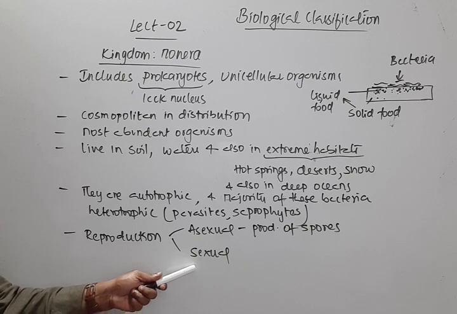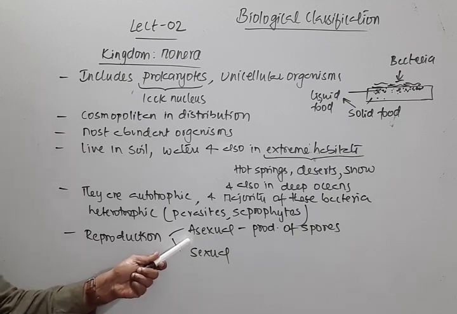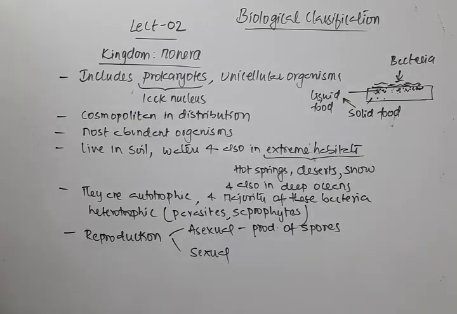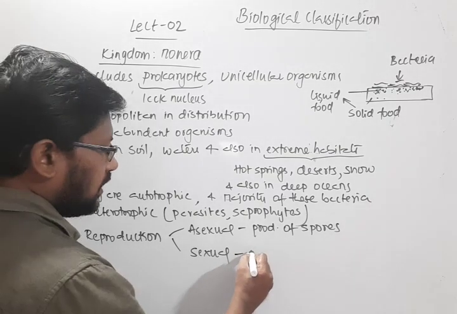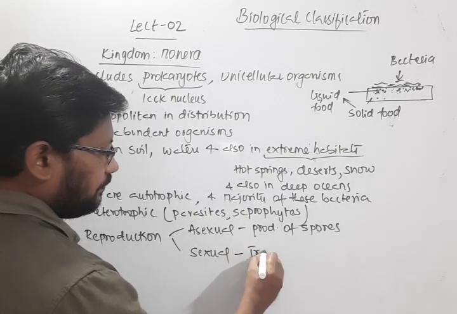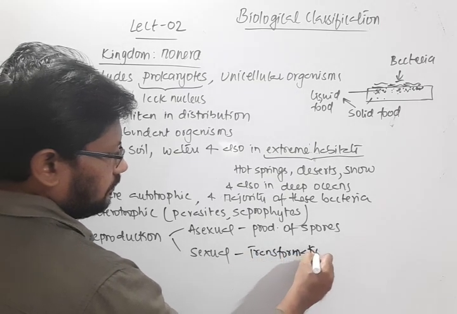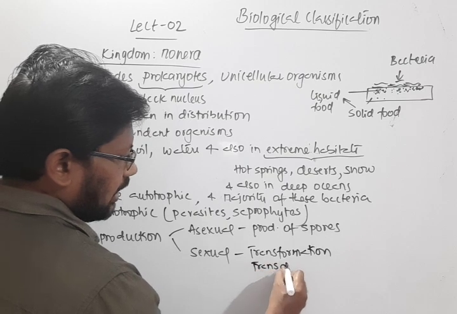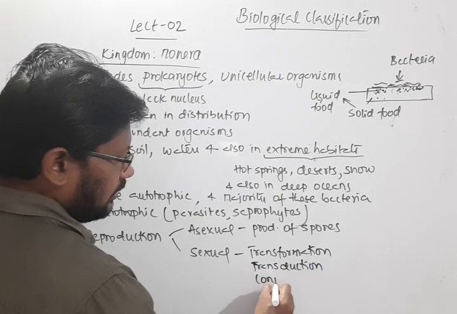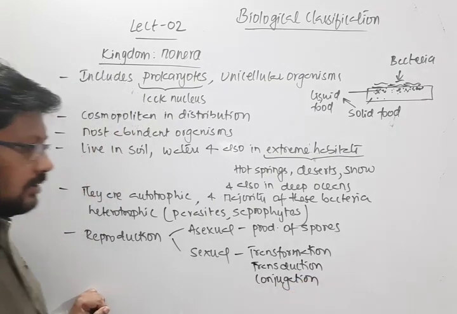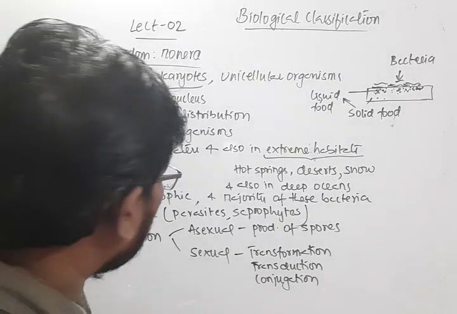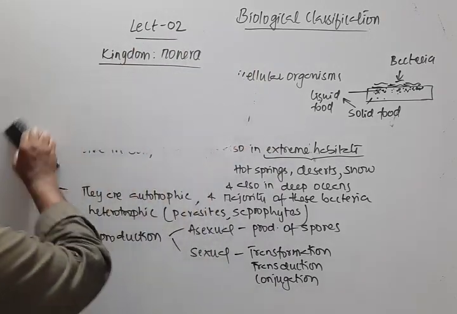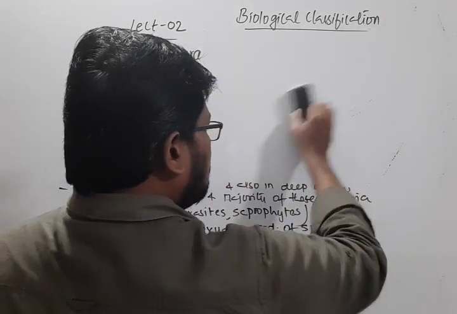Okay, the life cycle will be different, so that we will see. In the asexual mode of reproduction, we see the formation of spores. Coming to the sexual mode of reproduction, here I will mainly talk about three things. This sexual reproduction can happen with transformation, then transduction, and then conjugation. So these are three different modes of sexual reproduction that we see in these bacteria.